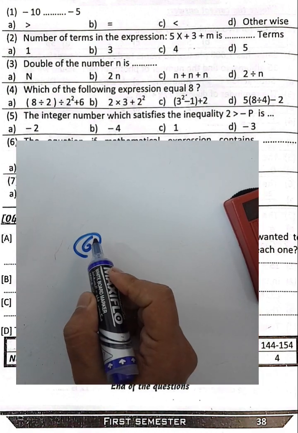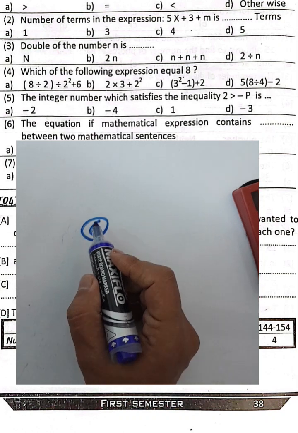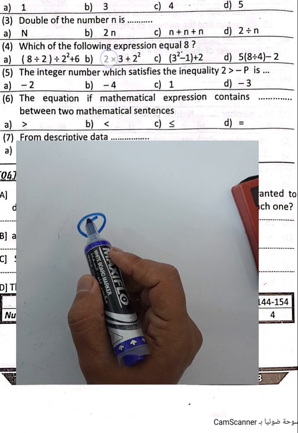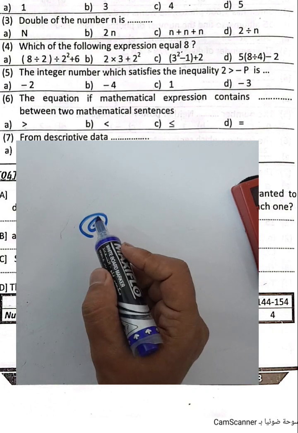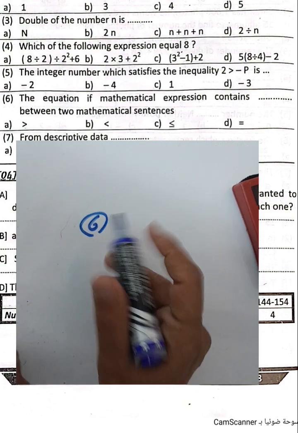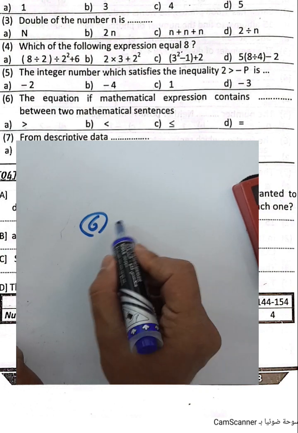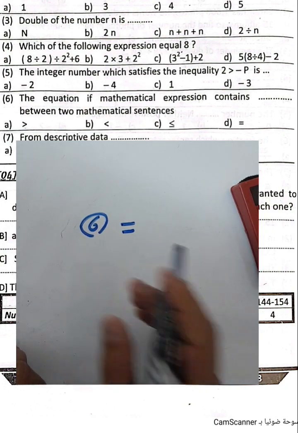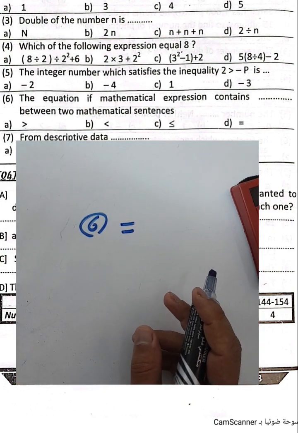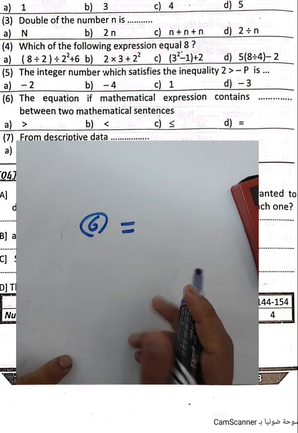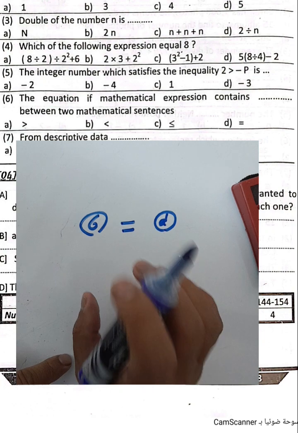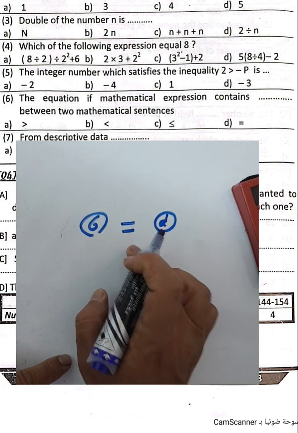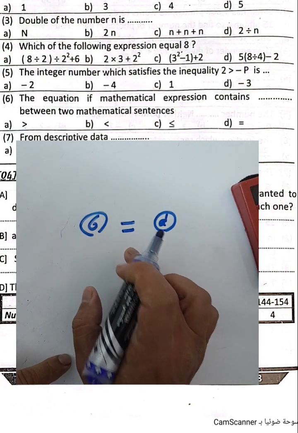Question 6. The equation is a mathematical expression that contains equal to between two mathematical sentences. The definition about equation is the mathematical expression contains equal to between two mathematical sentences. Choose letter D. The definition about equation. If a mathematical expression contains equal to between two mathematical sentences, we call this the equation.